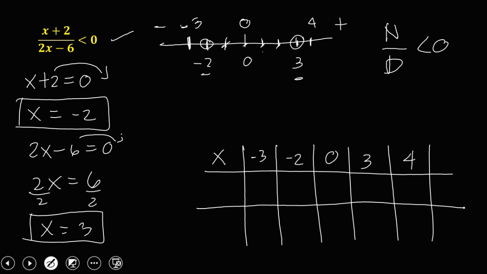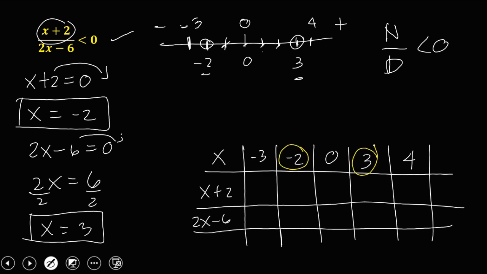Then for the numerator, we have x plus 2. And for the denominator, that's 2x minus 6. Then substitute first the critical values. So we have negative 2 and 3. So if x equals negative 2, this expression becomes 0 over something, and with a 0 numerator, the answer is 0. Then if x equals 3, this becomes 0 in the denominator, that's error or undefined.